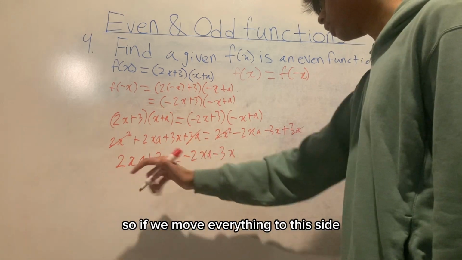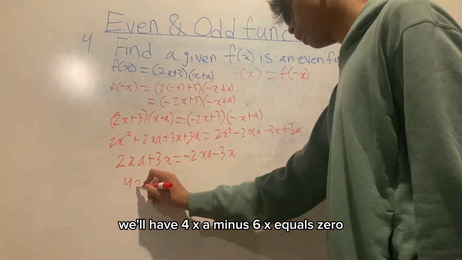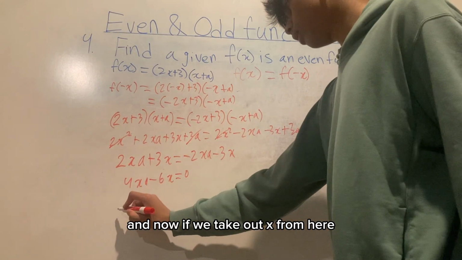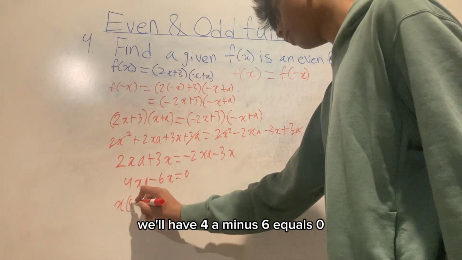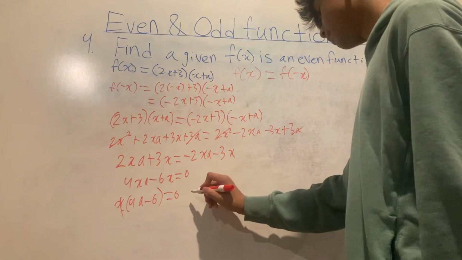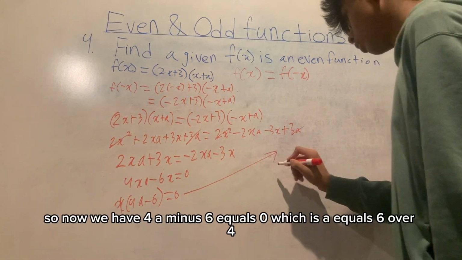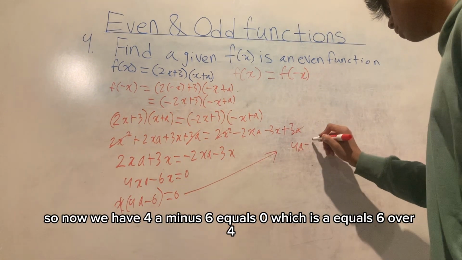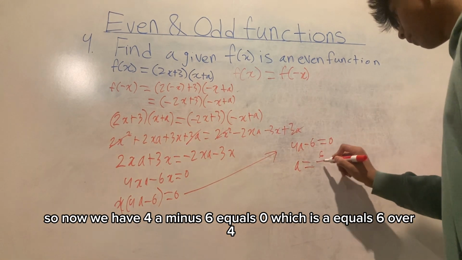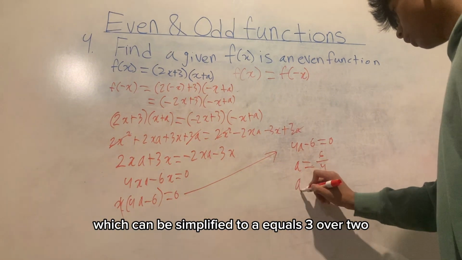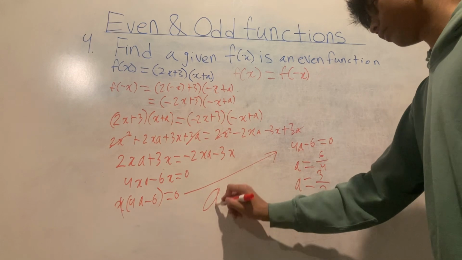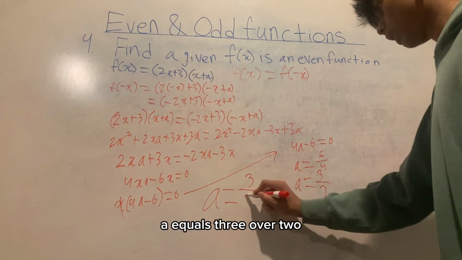So if we move everything to this side, we'll have 4xa minus 6x equals 0. And now if we take out x from here, we'll have 4a minus 6 equals 0. And now we can just take off x. So now we have 4a minus 6 equals 0, which is a equals 6 over 4, which can be simplified to a equals 3 over 2. So I'll just write it bigger here. A equals 3 over 2.